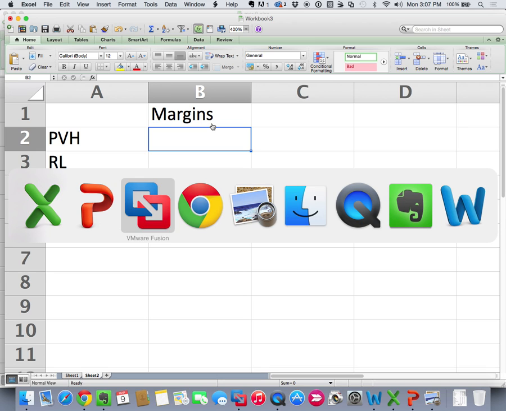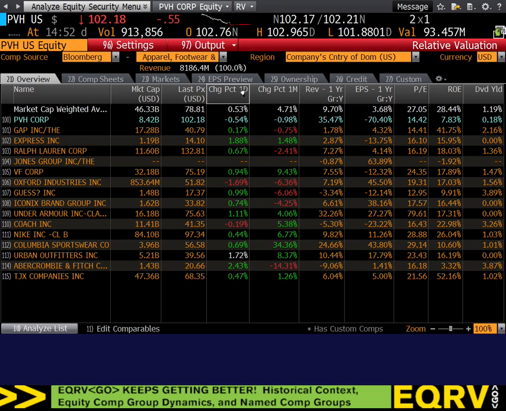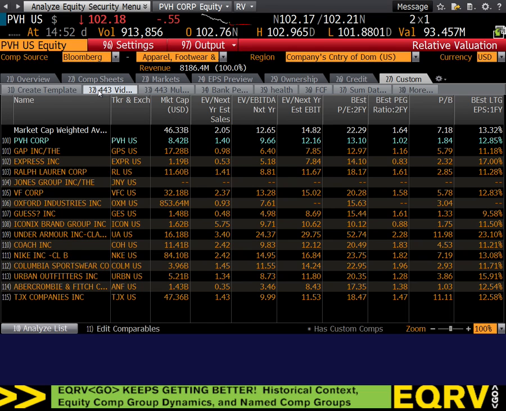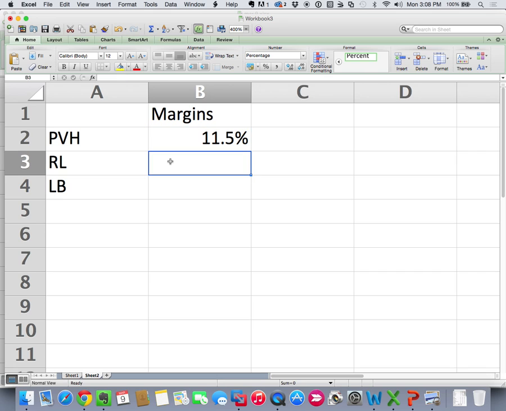And let's look at PVH. So I go to PVH, and I go to RV, and I go to the template that we just created, custom template. What is the formula for margin? I take my EV to sales and I divide it by my EV to EBIT. So for PVH, 1.4 divided by 12.16. So basically the market is expecting about an 11.5% margin going forward for PVH pre-tax.